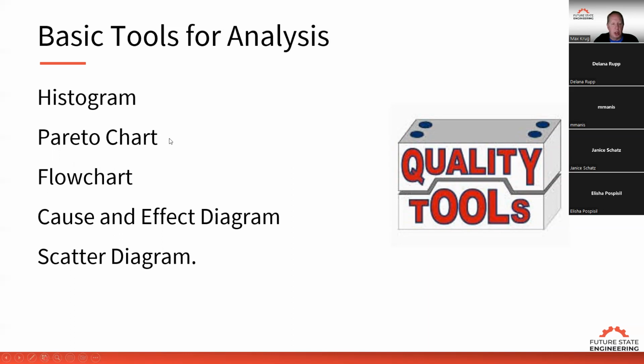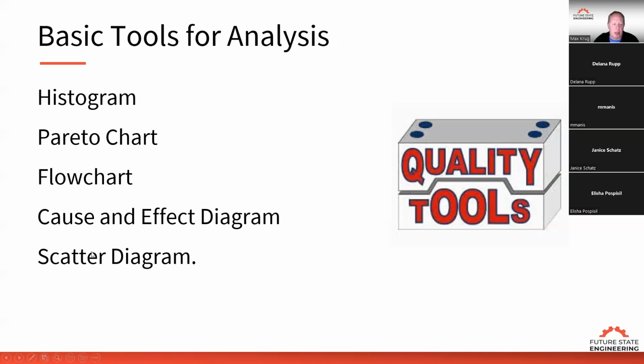Pareto chart, Pareto told us the 80-20 rule. So any process is controlled by a few variables. If there's 100 variables, 20 of those variables are controlling 80% of the process. Flowchart is a way to visually map out the whole process start to finish. Cause and effect diagram tells us where the variables are in the process. Scatter diagram tells us the relationship between 2 variables.